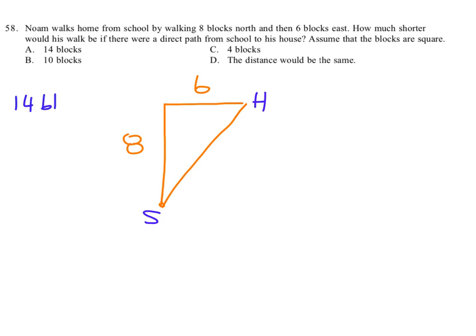Okay, because there is no diagonal length. There's no straight street that runs here. But if there was, what length would it be? And we can find out then how much longer he's actually walking because he doesn't have that street. So we do the Pythagorean theorem, and we say, well, a squared plus b squared equals c squared.